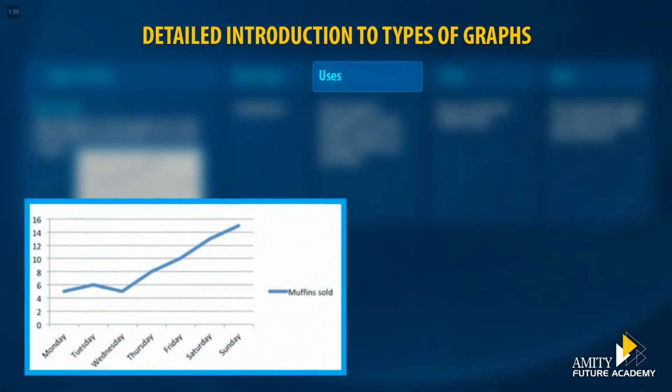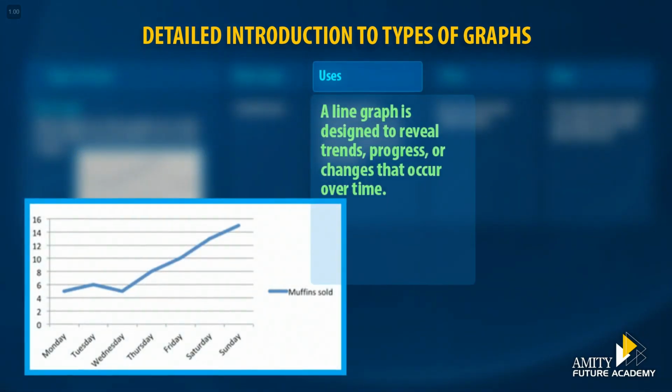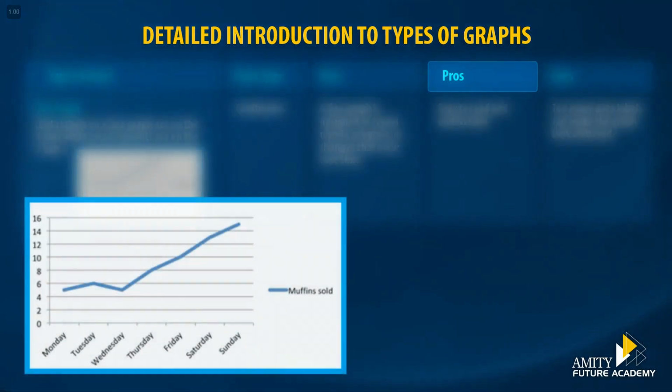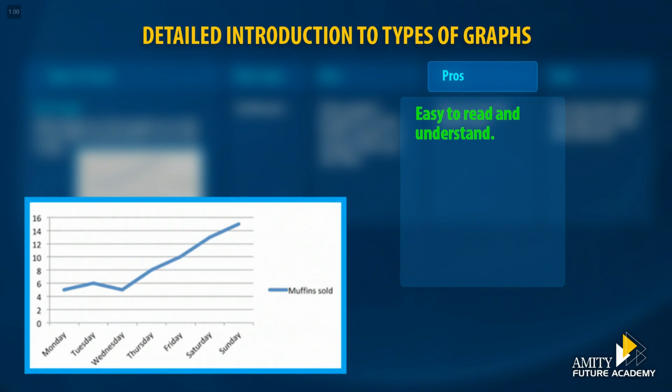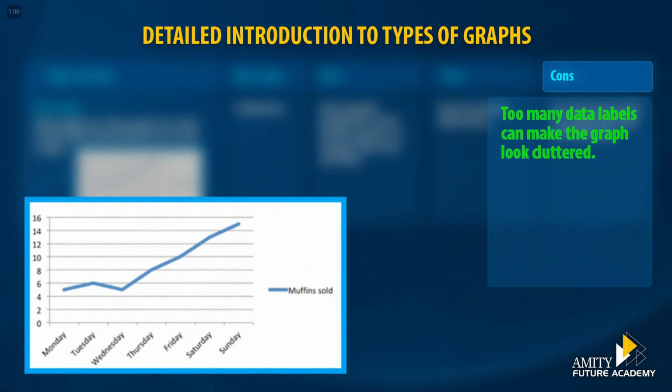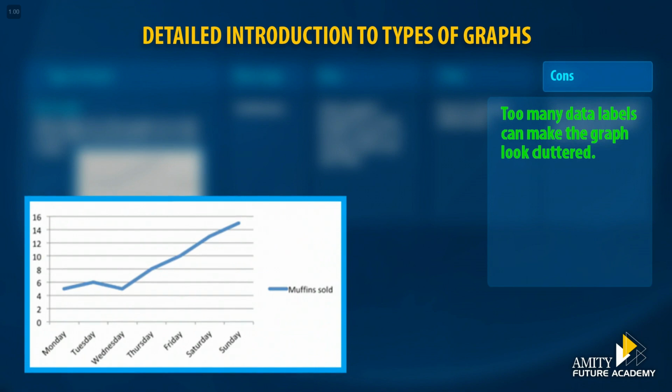The use of a line graph is that it is designed to reveal trends, progress or changes that occur over time. So there has to be a time and another parameter on which I can plot my graph. Again, coming to pros and cons. Pros, it is easy to read and understand. And cons, too many data labels can make the graph look cluttered. Say if I had taken more data labels, I would have had to plot too many lines or too many peaks, so the graph would look more cluttered.